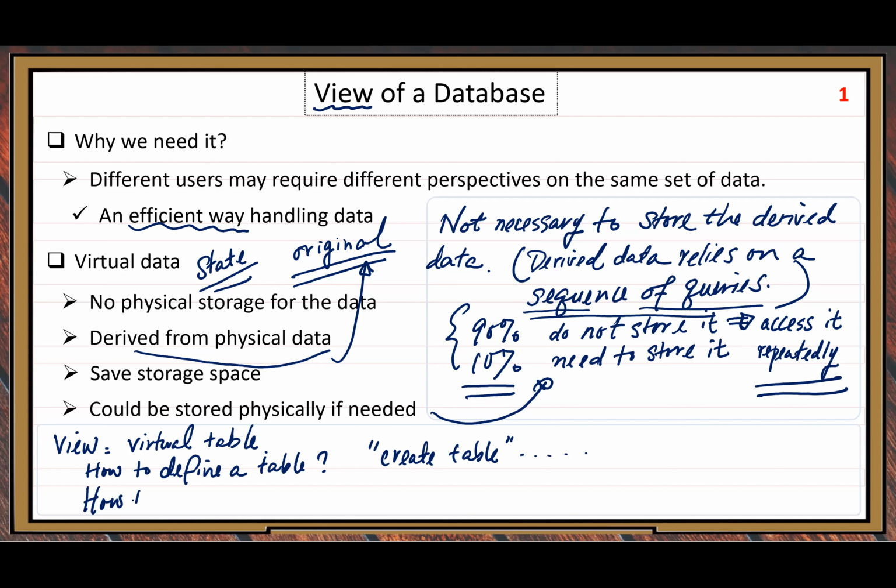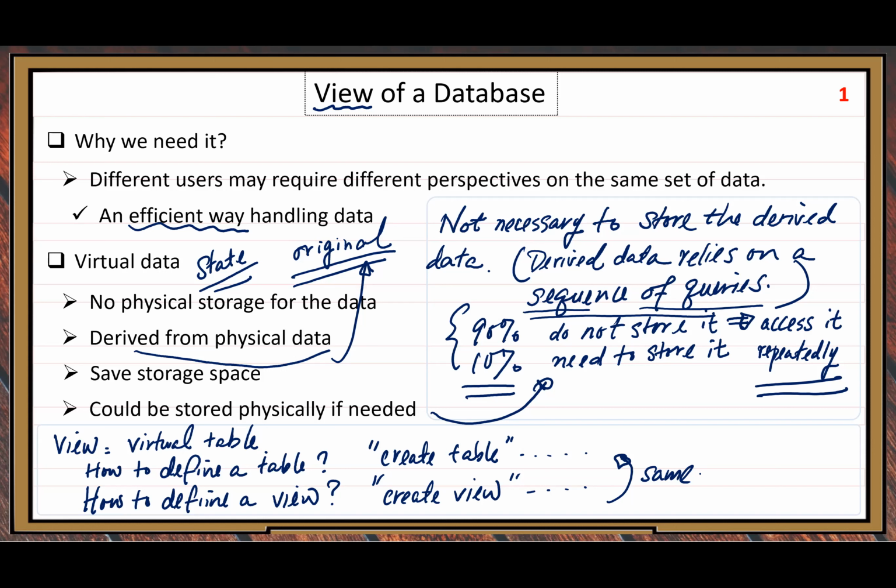Now we get to how to define a virtual table. We call it a view. The same way as you define a table, but you change table to view. That's the only change: CREATE VIEW. The remaining part is the same as your table way. Then the DBMS will treat it as a virtual table.